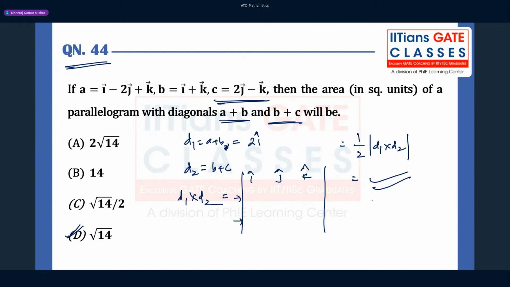So how to find d1? That is nothing but a plus b, so you have to add this and this. That is nothing but 2j, and this is k and this is k, so it is 2k. Fine. Now b plus c. So b plus c is nothing but i, then you will get 2j, and here k is gone, so nothing you will get. So you can write now 2 minus 2, and this is 2.